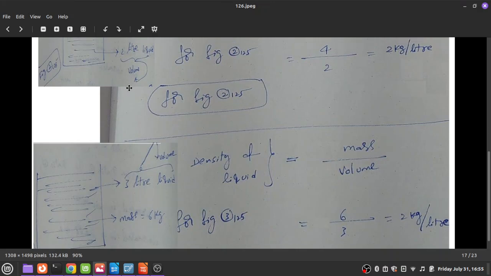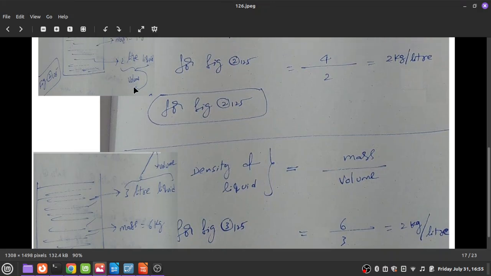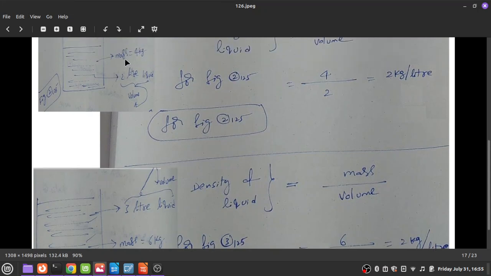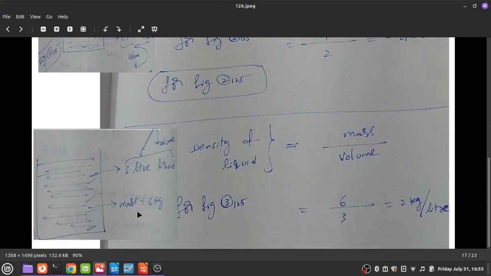Here from case 2 to case 3, what we are doing is increasing the volume of the liquid from 2 liters to 3 liters, and the mass is found to increase from 4 kgs to 6 kgs. The density of the liquid is mass by volume. Mass is 6 kgs and volume is 3 liters, so it is going to become 2 kg per liter. 6 by 3 is 2.